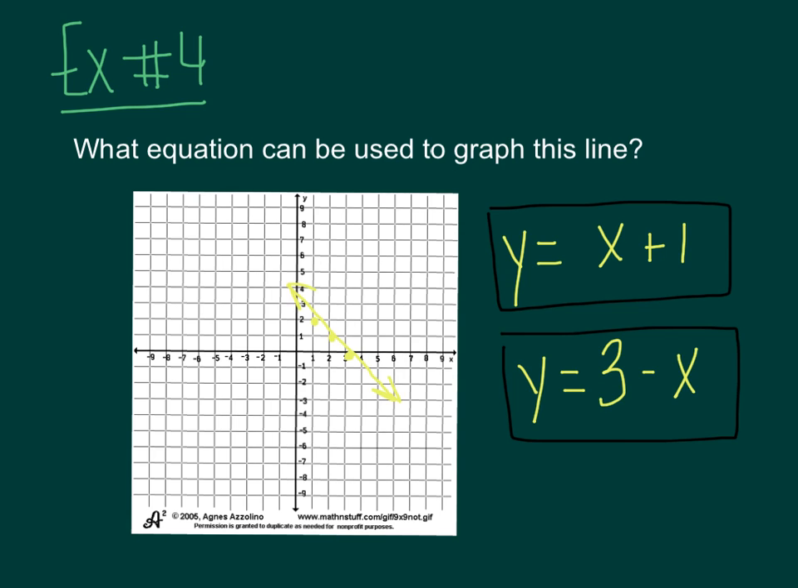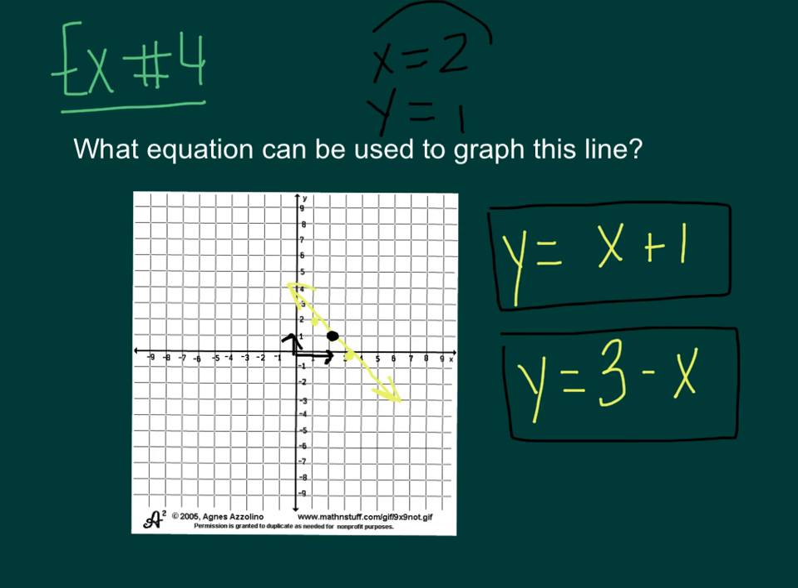So here's how you figure it out. What you do is you pick any point on the line. So I see a point right here. I'm going to use this point to help me figure this out. Now I determine what my x value is and what my y value is. Well, I can see it goes over to the 2. So that means the x equals 2. And it goes up to 1. So my y value equals 1.